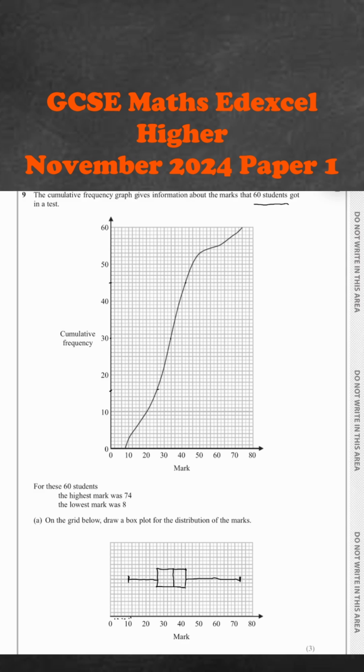So you'd use a ruler in the actual exam, but I'm obviously doing this on an iPad. The pass mark for the test was 40. Sian says 30% of the 60 students passed the test. Is Sian correct? You must show how you get your answer.